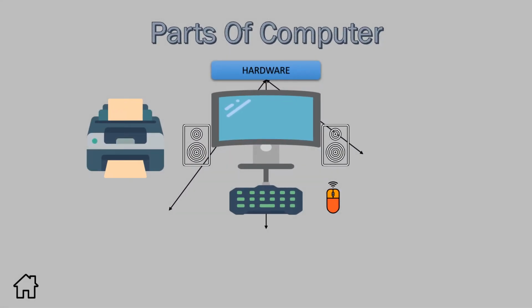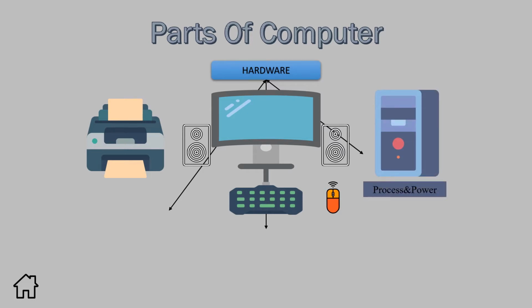Parts of the computer are included in the category of hardware, which is divided into three: process and power device, storage device, and input-output device.